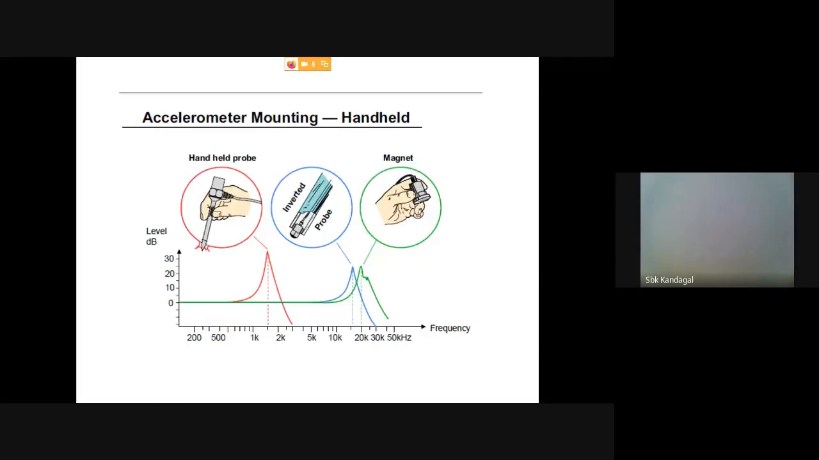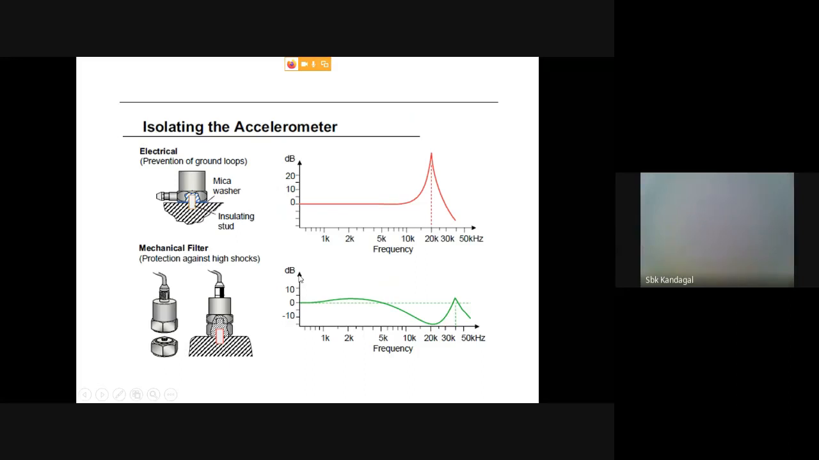These are a few other things: you can use a magnet, you can use it handheld, but this is very rarely used, only for very sensitive measurements. You can also use the accelerometer with a mechanical filter, which is used for shocks. So this is a mechanical filter, typically used to avoid shocks.